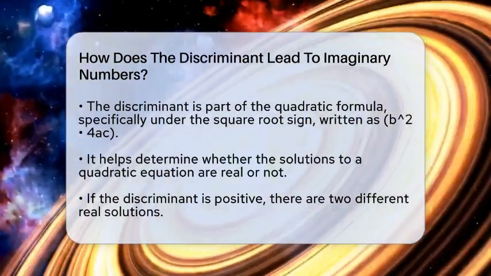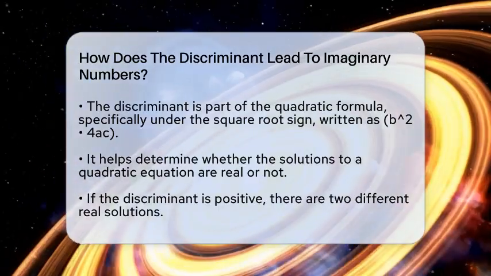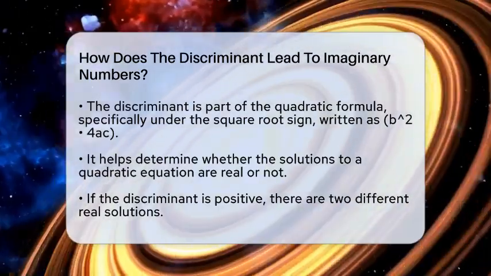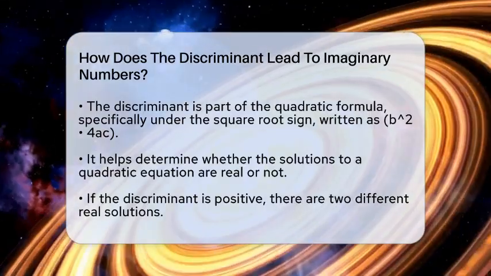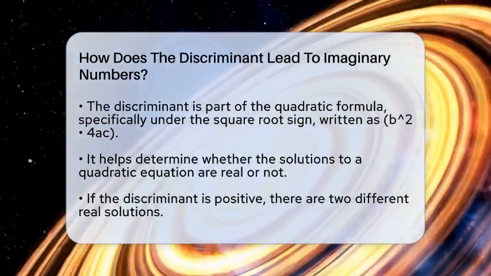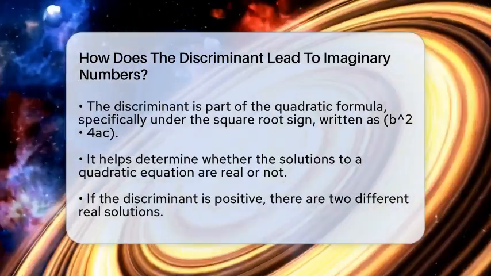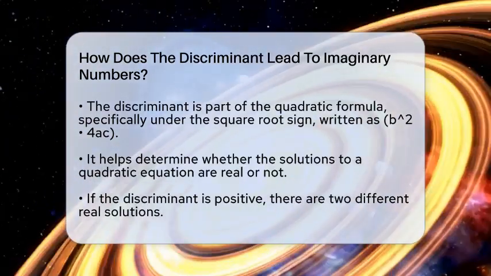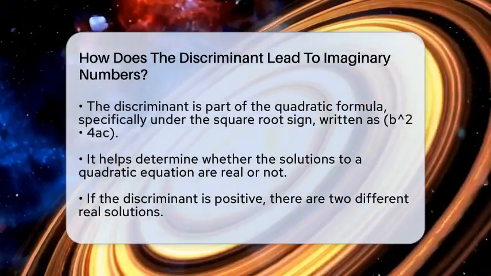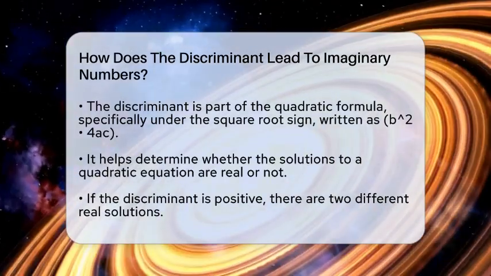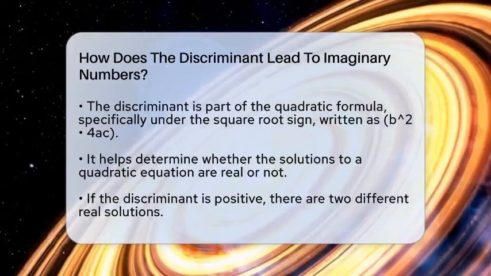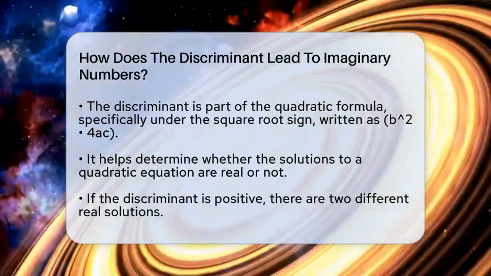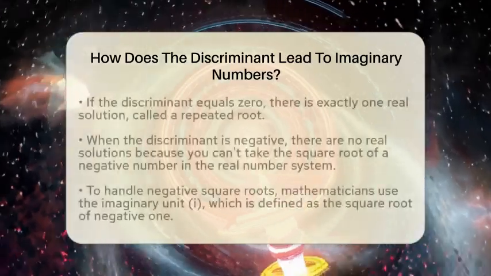The discriminant is the part under the square root sign, written as b² − 4ac. Here, a, b, and c are the numbers in your quadratic equation. This value tells us whether the solutions are real or not. If the discriminant is positive, you get two different real solutions. If it's 0, there's just one real solution, called a repeated root.